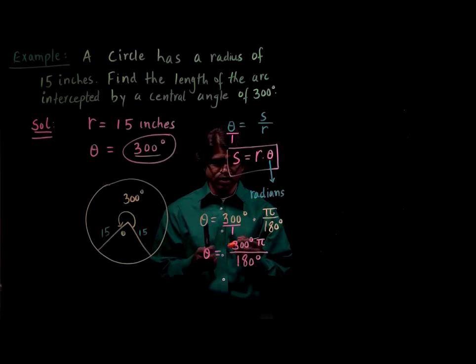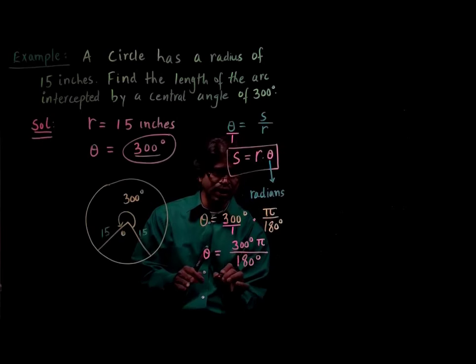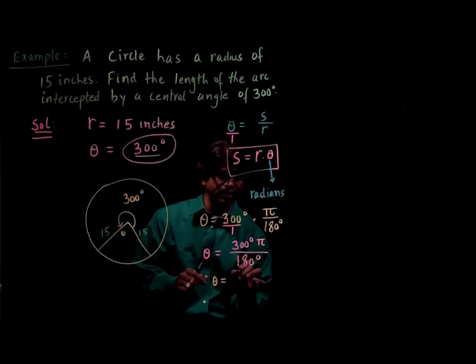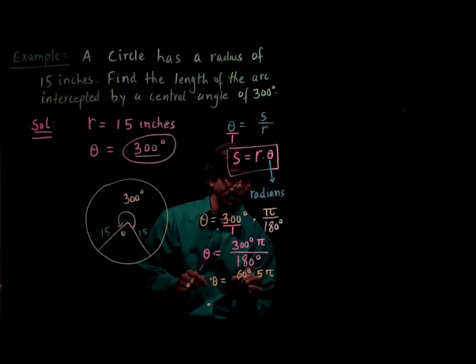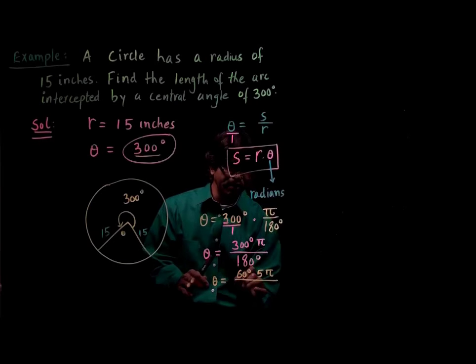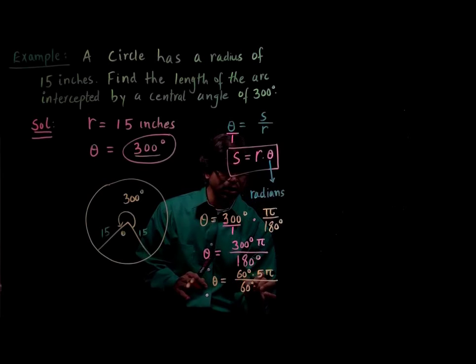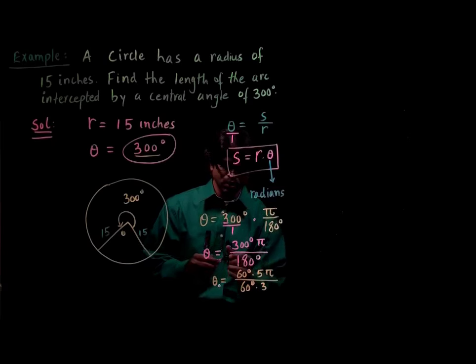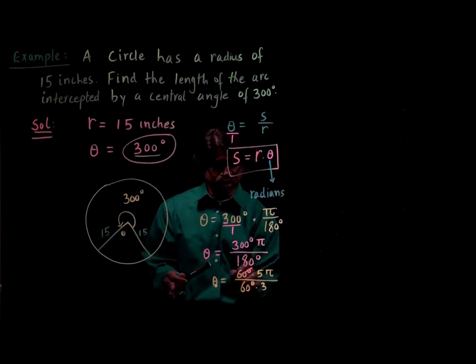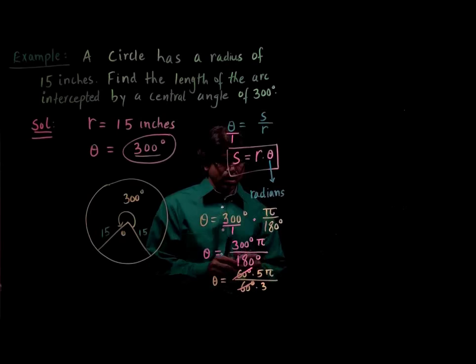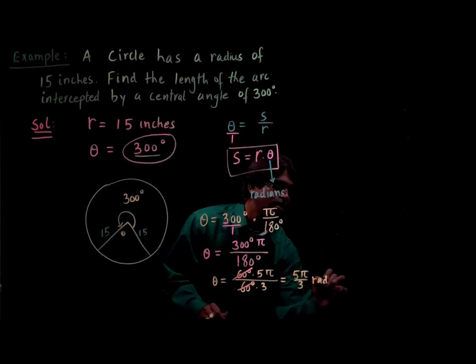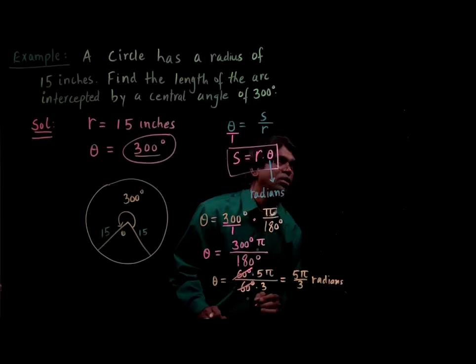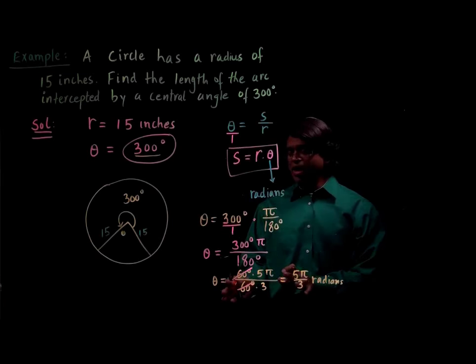Now let's simplify further. I can write 300 as 60 degrees times 5 pi, and 180 degrees is 60 degrees times 3. As you can see, 60 degrees is common, so I can cross that out. And the only thing left is 5 pi over 3. And as you can see, this angle is in radians. So now we have the angle in the right unit.